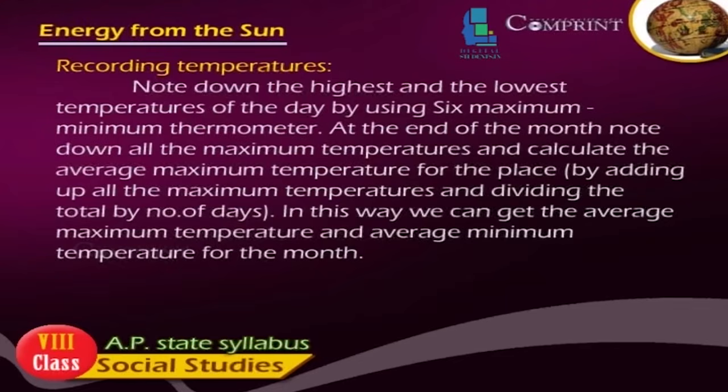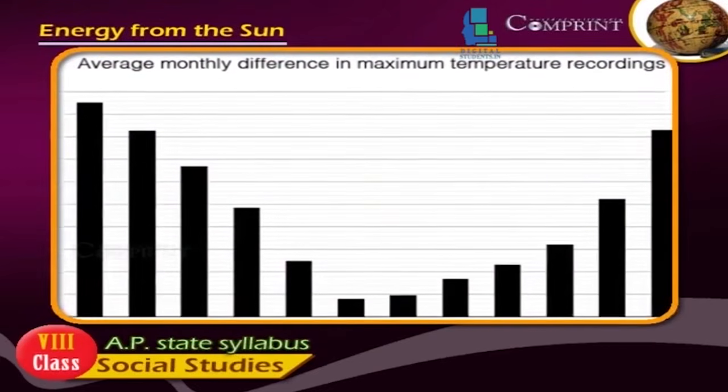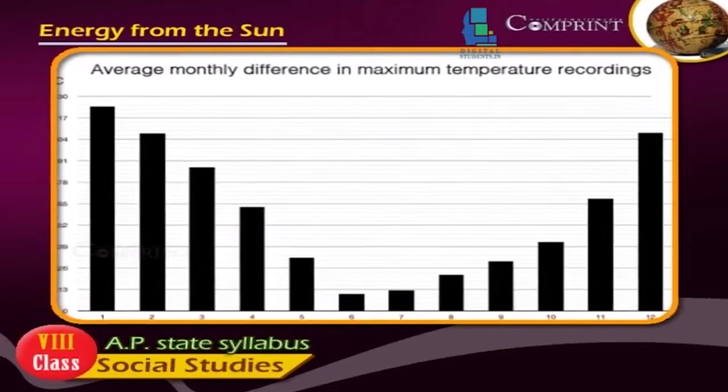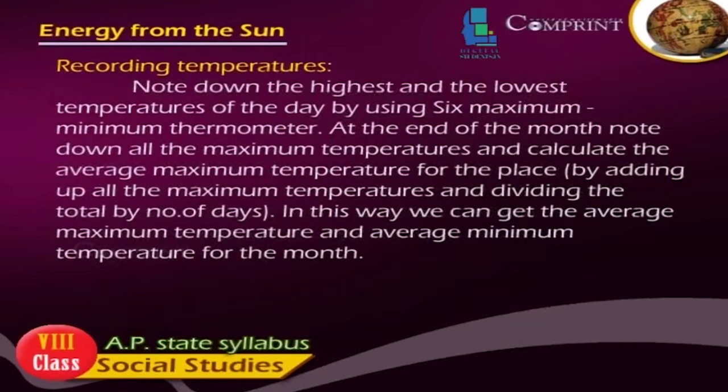Recording temperature. Note down the highest and the lowest temperatures of the day by using a six's maximum minimum thermometer. At the end of the month, note down all the maximum temperatures and calculate the average maximum temperature for the place. In this way, we can get the average maximum temperature and average minimum temperature for the month.